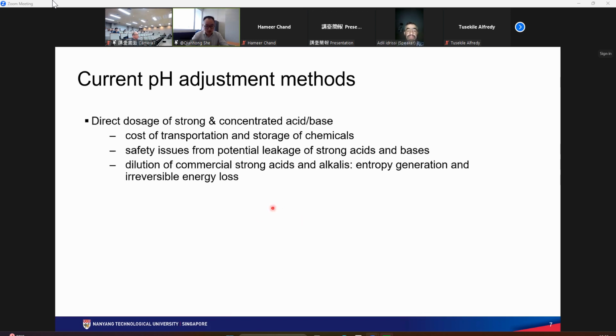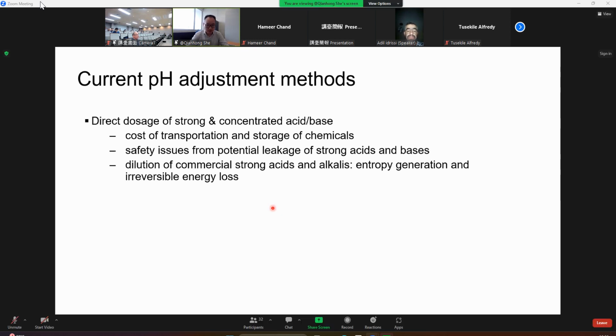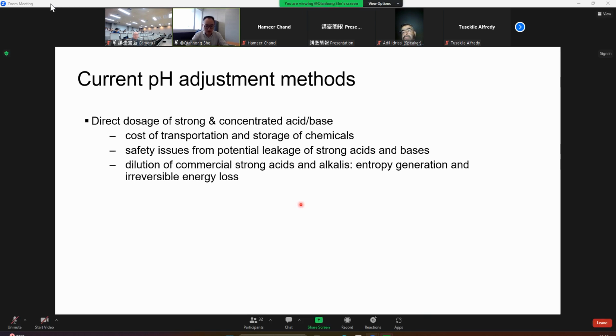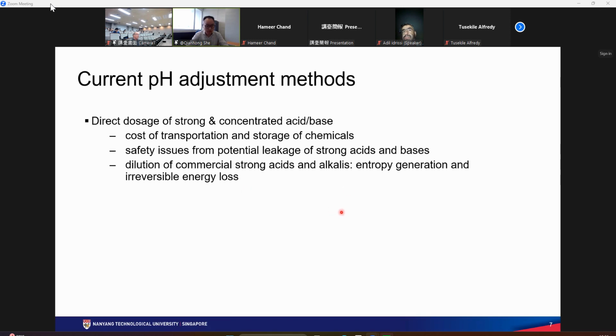In industry, in practice, the seawater desalination plants or wastewater treatment plants will first purchase very high concentration chemicals. For example, the caustic soda, the commercial chemical is at a concentration of 40%, and acid also at a very high concentration, sometimes above 10 mole per liter. In this case, it will not only increase the cost for chemical consumption, but this cost is also related to the transportation and the storage of chemicals. And for storing this high concentration hazardous chemical, there are safety issues from the leakage. So this also increases some risks.